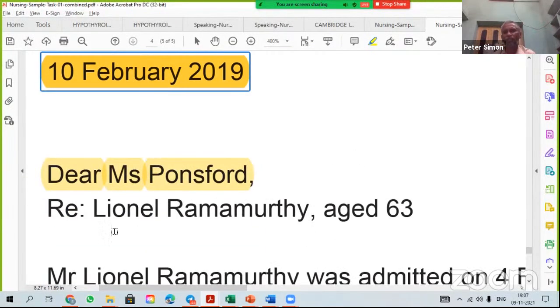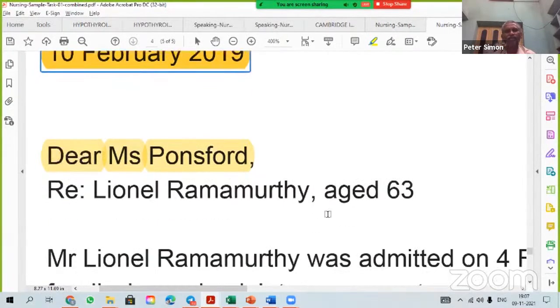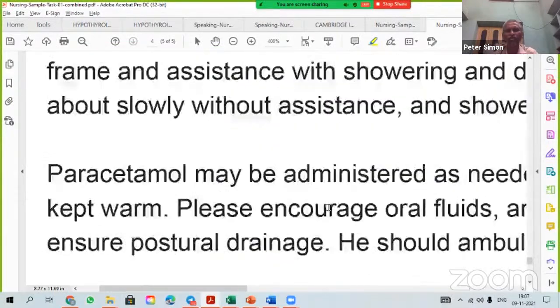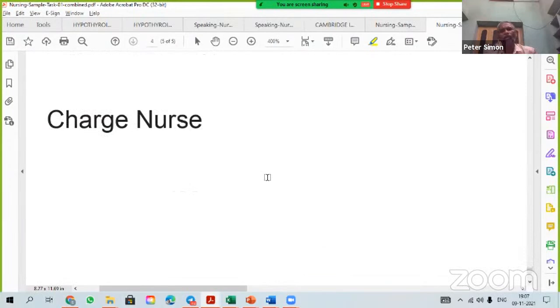But here the comma is important, after Ramamurthy and his age, it is important. And then here you see, Yours sincerely. If you don't put a comma also, no problem. After the name, no comma, no problem. It's not necessary.